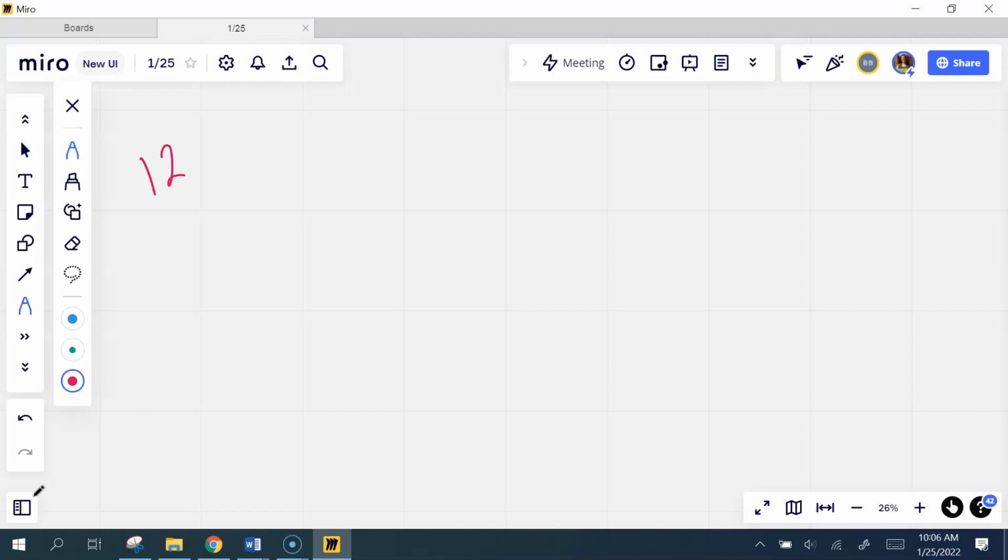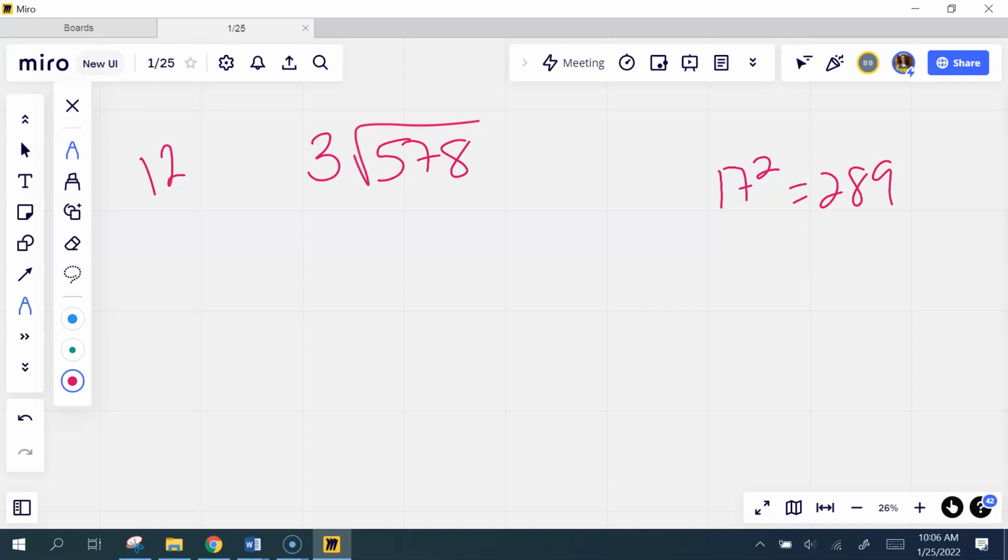So number 12 was 3 times the square root of 578. And I told you you only had to memorize up through 13 squared, which is 169. This one was actually 17 squared. 17 squared is 289. And so 289 times 2 gives you the 578.